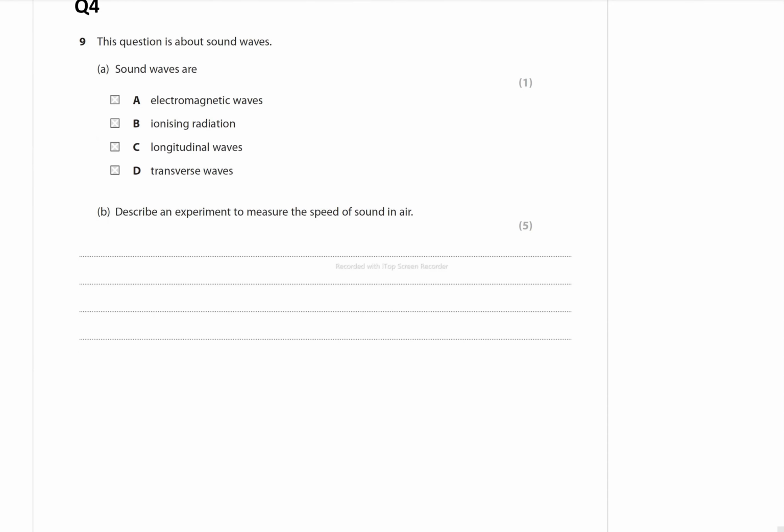Right, okay. So now this question about sound waves. Sound waves are what type of waves? They're not transverse waves, they're longitudinal waves. Are they transverse waves? Sound waves are, they're not that. No, it's one of these two. They are longitudinal waves, so it's this one here.